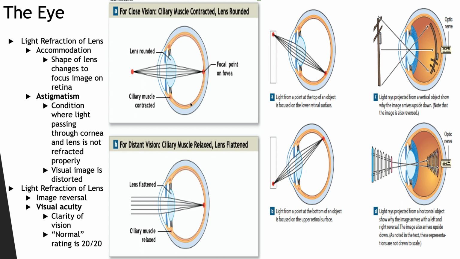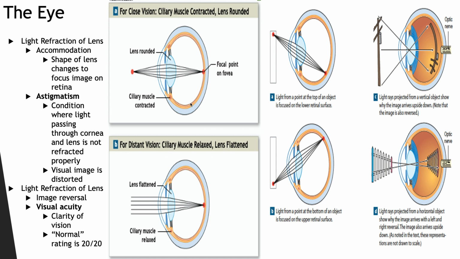If light passing through the cornea and lens is not refracted properly, the visual image will be distorted. In the condition called astigmatism, the degree of the curvature of the cornea or the lens varies from one axis to another. Minor astigmatism is very common. The image distortion may also be so minimal that people are unaware of the condition.